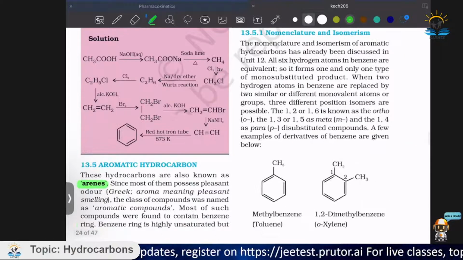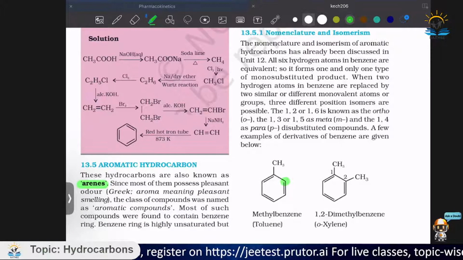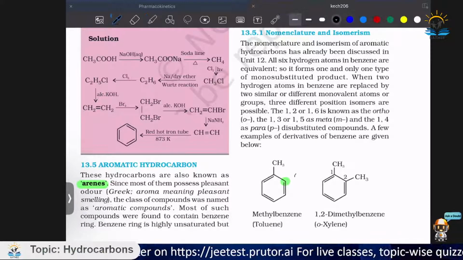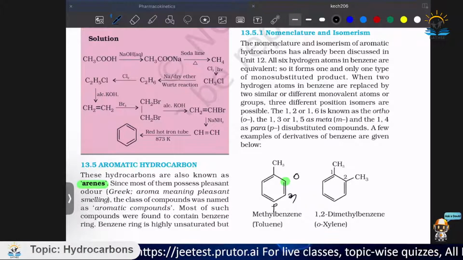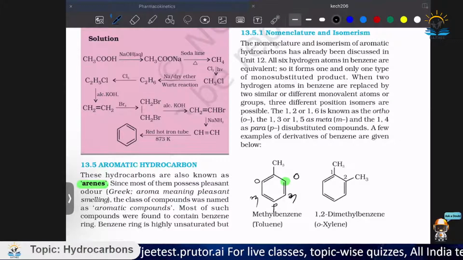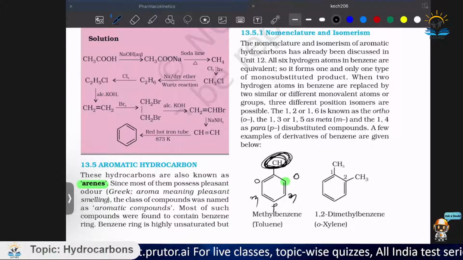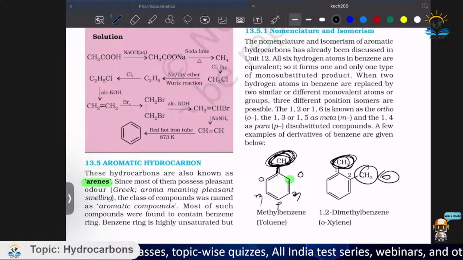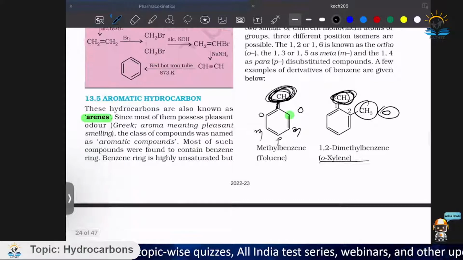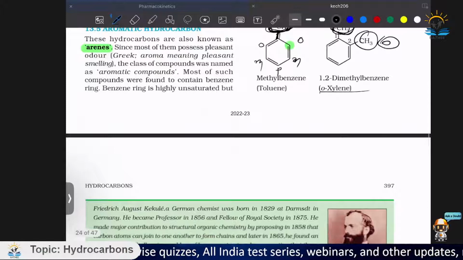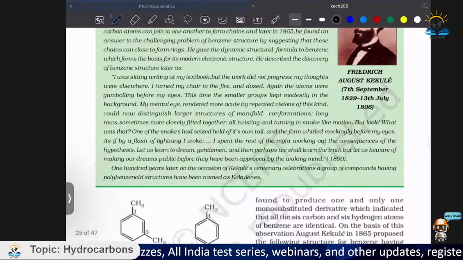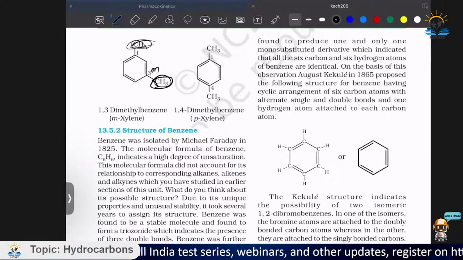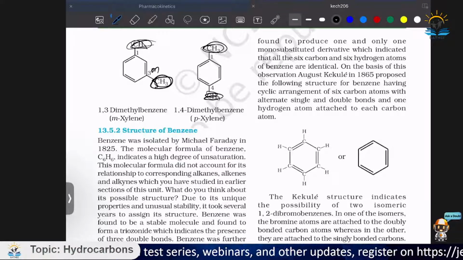See this. If this is a benzene, it has some positions. This is ortho. This one is meta. This one is para. Again, this one is meta, and this one is ortho. With respect to this carbon, the CH3 is attached at the ortho position, so it is ortho-xylene. This CH3 is added at the meta position with respect to carbon 1. Again, this is added at the para position with respect to carbon 1.